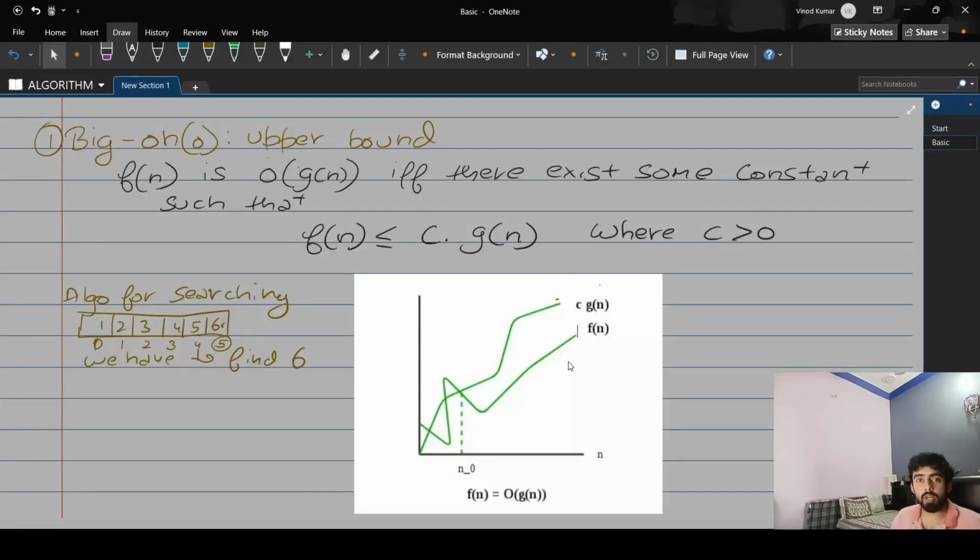Hi, I am Prakhar Kumar, and today we will be studying the notations that are used in algorithms. There are three types of notations used in algorithms: big O, big omega, and big theta. So let's get started with big O.